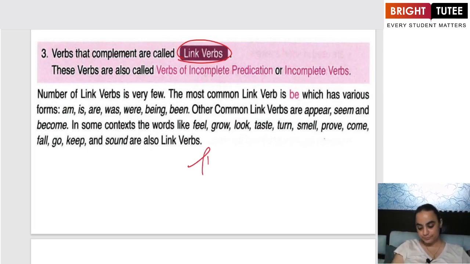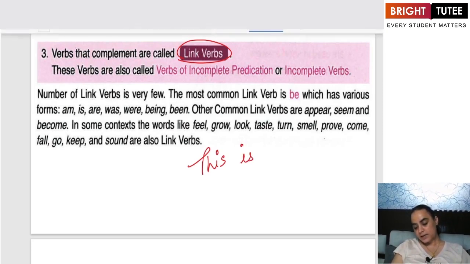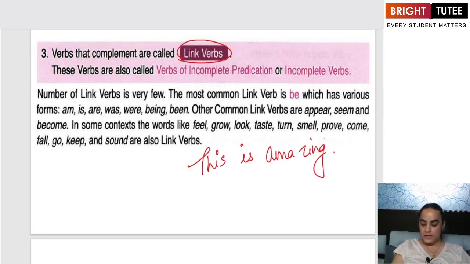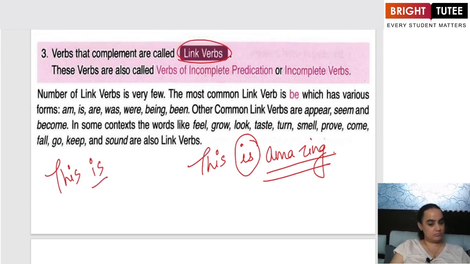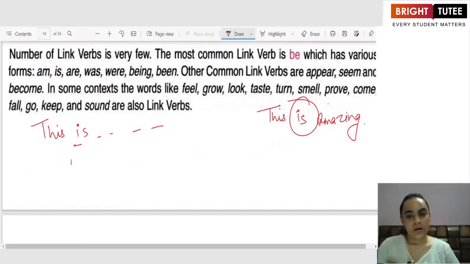For example, this is amazing. Is my verb, right? What does is have? It has a complement, right? There is no object. It is the complement. If I would have written just this is, don't you think I need something along with is to make it complete? Similarly, if I give the example, this appears.